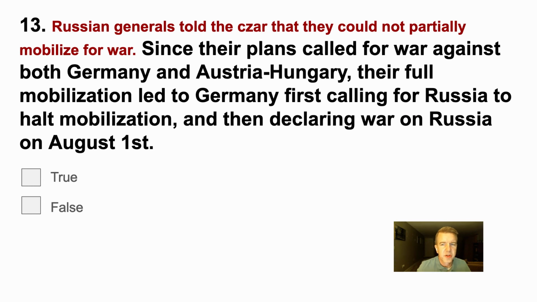A Russian general told the Tsar they could not partially mobilize for war, and since their plans called for war against both Germany and Austria-Hungary, their full mobilization led to Germany first calling for Russia to halt mobilization and then declaring war on Russia on August 1st. That is true. They said, hey, can we just go to war against Austria-Hungary? And they said, we can't, because Germany's got an alliance with them. So our plans call for going to war against both.